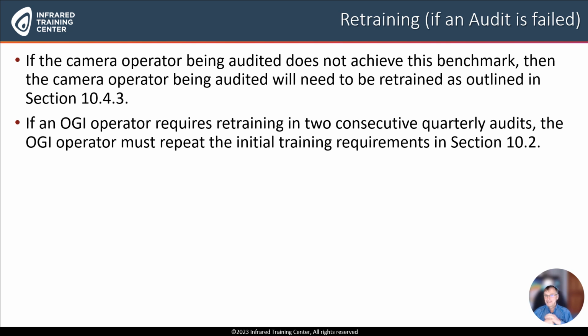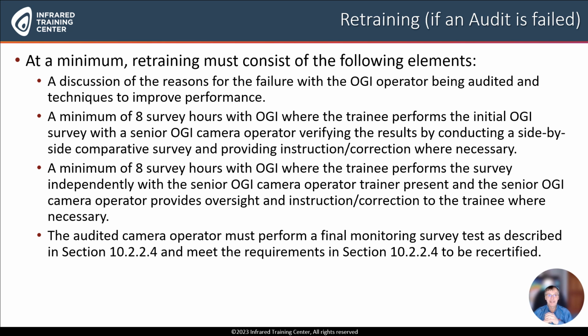And again, if you don't achieve this benchmark, then you're back and you have to be retrained as outlined in section 10.4.3 of the regulation. So if an OGI operator requires retraining in 2 consecutive quarterly audits, you've got to go back to square one, okay? And so this is very, very important that everybody perform up to the requirements that are here.